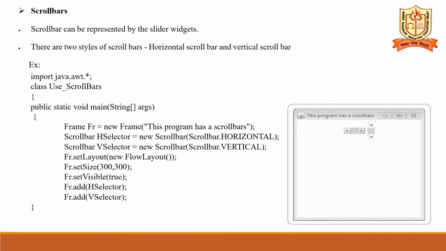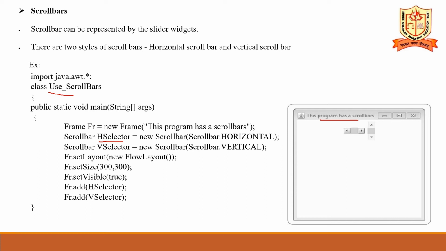Here the class used is ScrollBars, that is the class name, and after that you are using this main method, and we are creating the frame object fr with the frame title. This program has a scroll bar. See there, it is the title of the frame. And after that you are creating the object of the scroll bar. There are two scroll bars. One is the horizontal scroll bar, that is Scrollbar, and H selector is the object of the scroll bar.